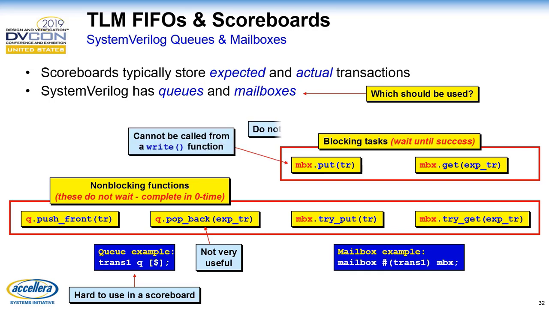On the other hand, I cannot call a blocking put command from a function. And remember, we said that on your analysis implementation ports, they require a write function. And so it's the write function that needs to call something, and it cannot call a blocking put. A blocking put would consume time, so that becomes illegal. So we typically do not use that, but the blocking get we do use inside of our scoreboards.